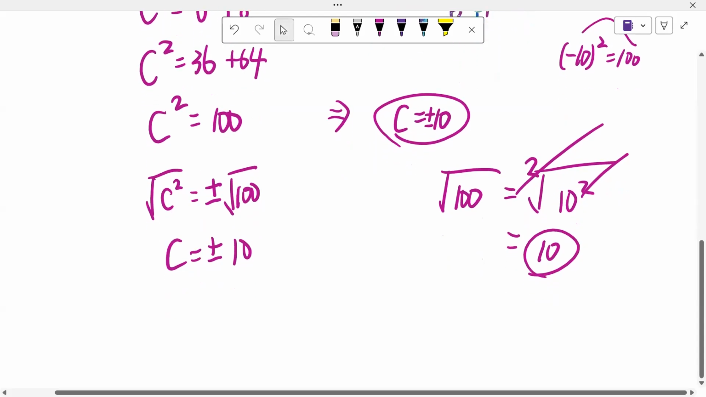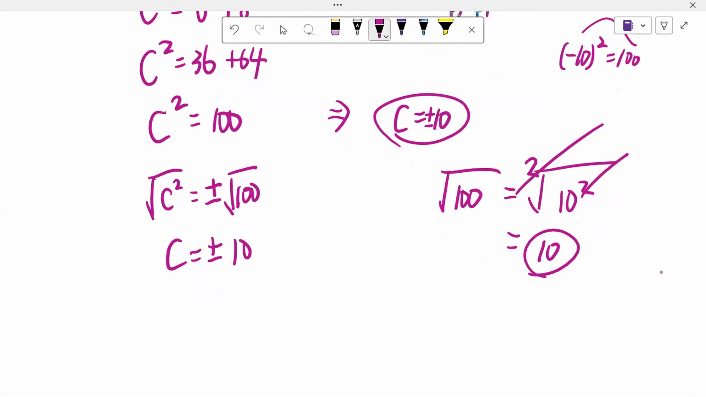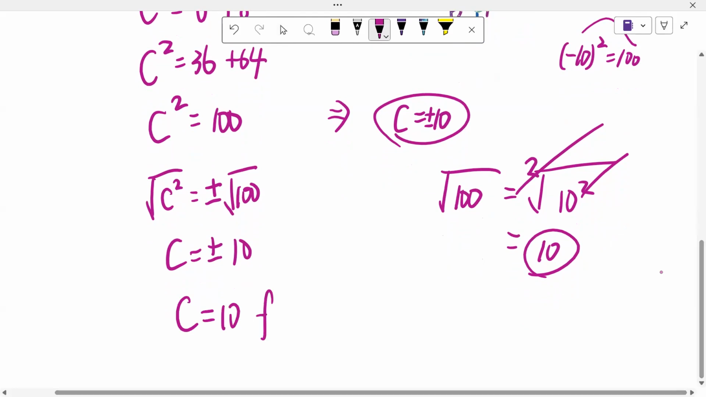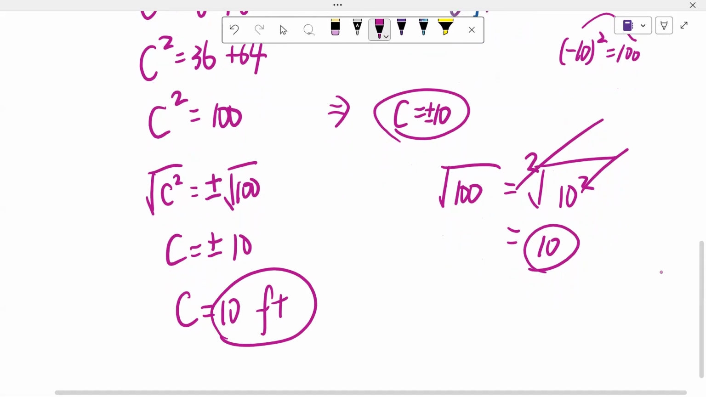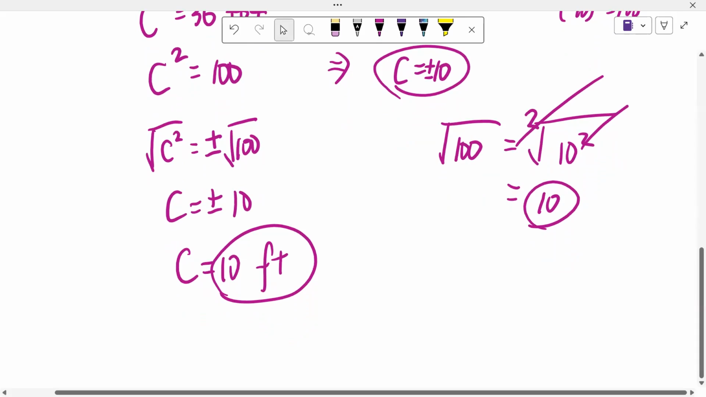But we are in the real world, right? So the C cannot be negative 10. It's not applicable in the real world. C must be 10 feet, right? We don't know what negative 10 feet is. Nobody knows what that is. It doesn't make sense, right? So that's why it has to be 10 feet. It's not defined in our world, right? Maybe in another universe or a different planet, but not in our planet. Okay, so C equals 10 feet. Any question about this?